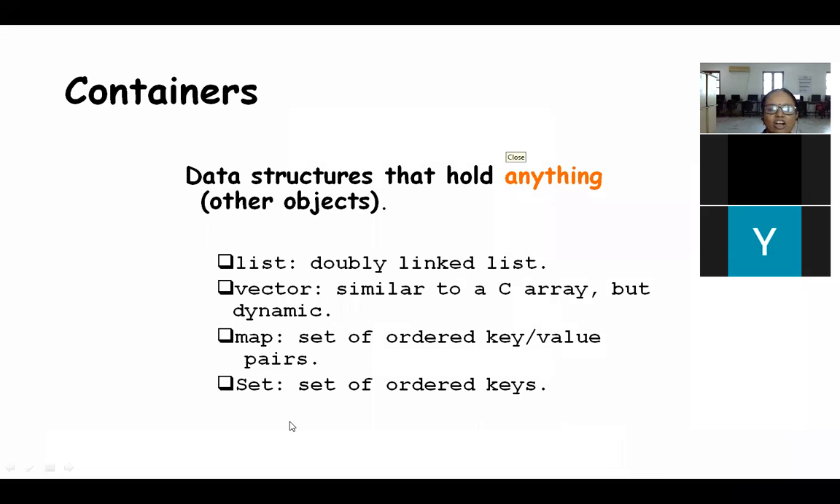Yeah, Rashmita, correct: malloc, calloc, realloc. Similarly, when I don't use these functions, it comes under a static array. If I use these functions, it comes under a dynamic array. Similarly, map is an ordered set of key-value pairs, and set is a set of ordered keys. You all know these keywords are related to containers, and containers will hold the data. List, doubly linked list, vector, similar to a C array but dynamic. Map, a set of ordered key-value pairs.